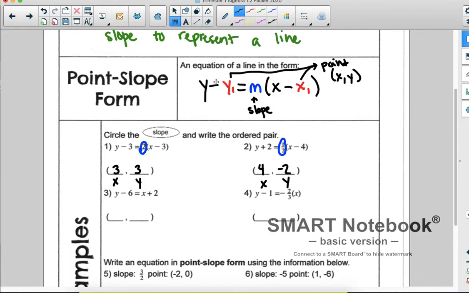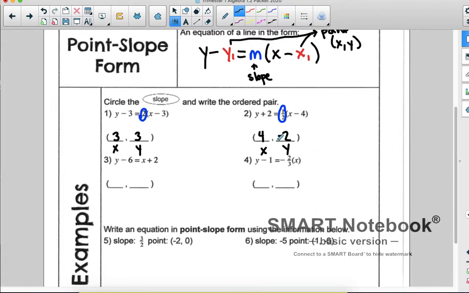And that's because that sign switched. It went from a minus to a positive, so you have to think opposite. So opposite of that 2 is a negative 2. Because the opposite of minus is plus.